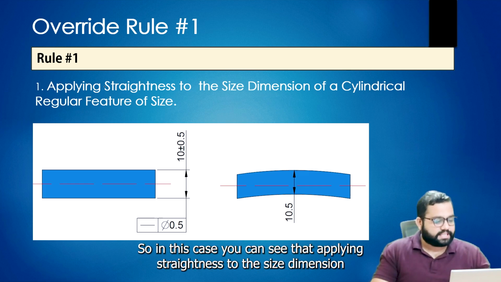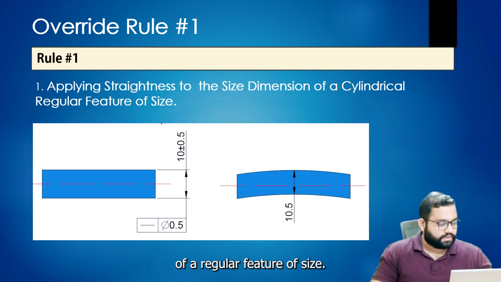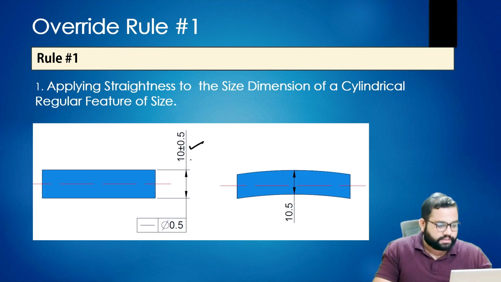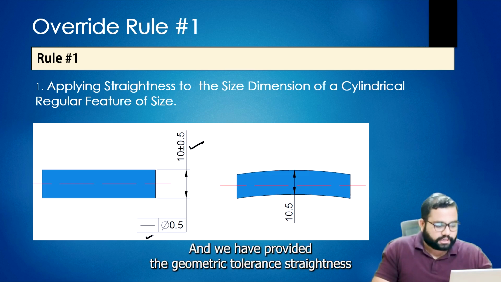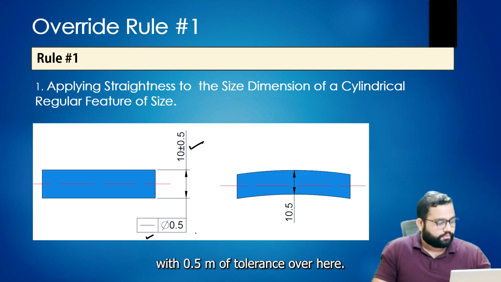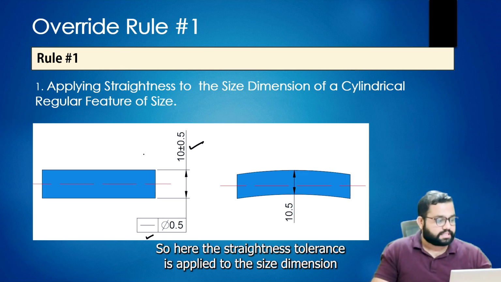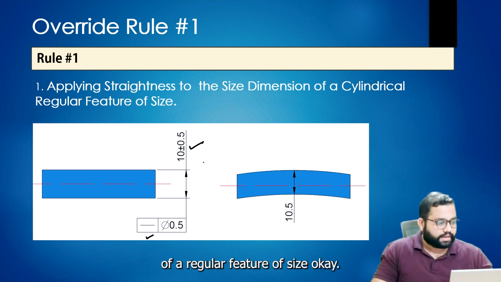Okay, so in this case, you can see that we are applying straightness to the size dimension of a regular feature of size. This is the size dimension, and we have provided the geometric tolerance straightness with 0.5 mm of tolerance over here. So here the straightness tolerance is applied to the size dimension of a regular feature of size.